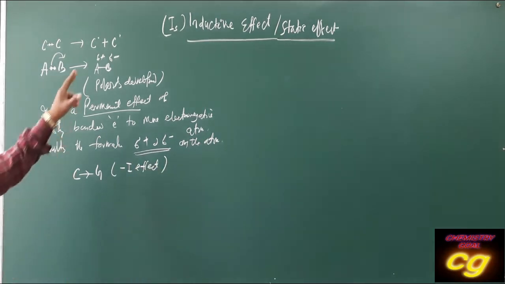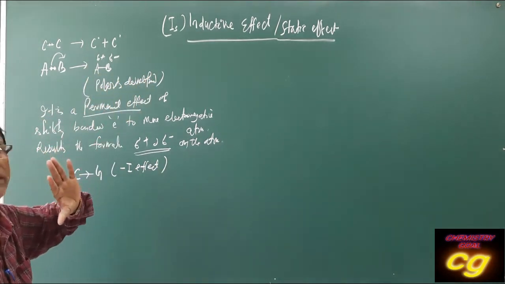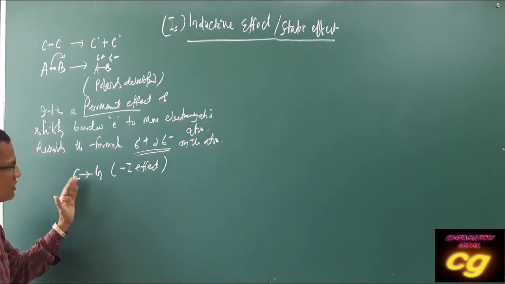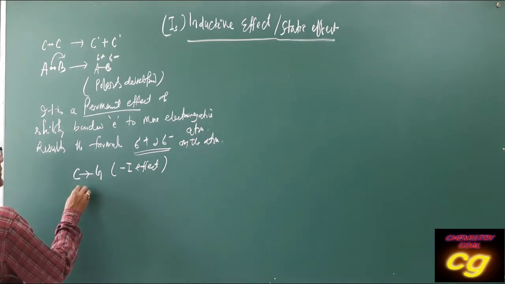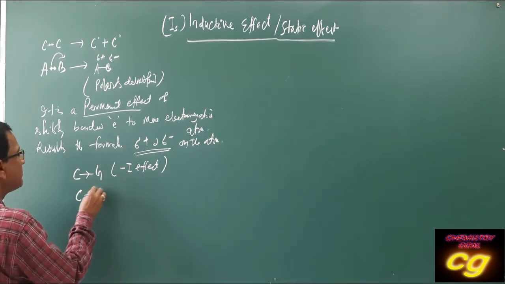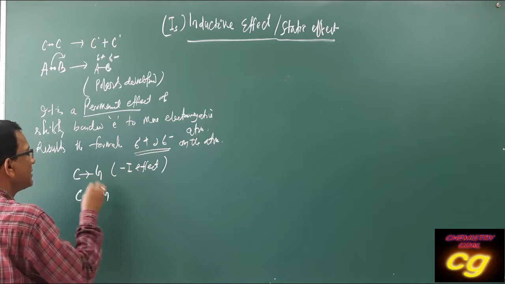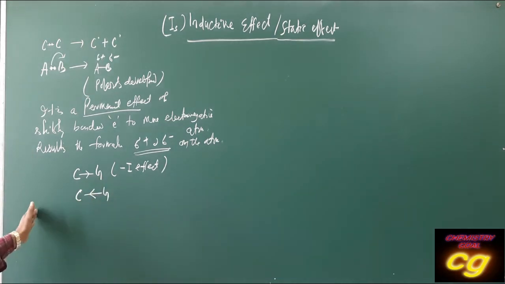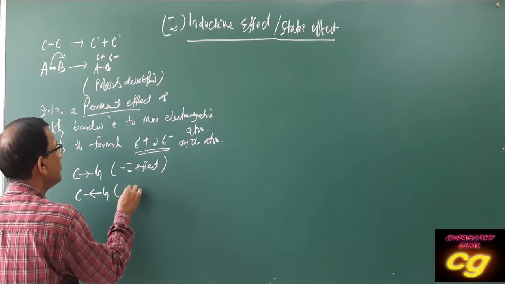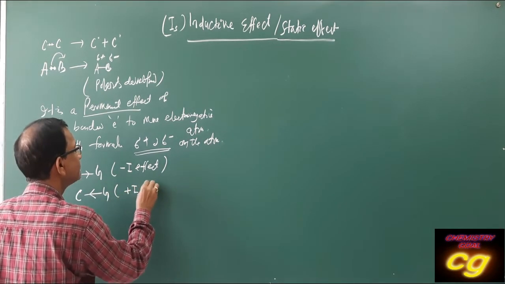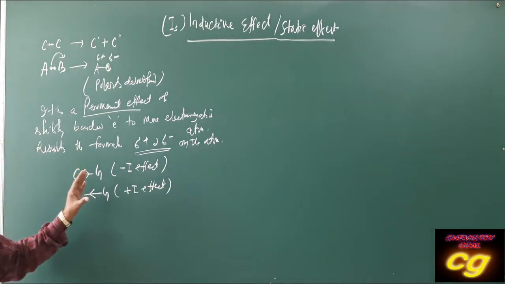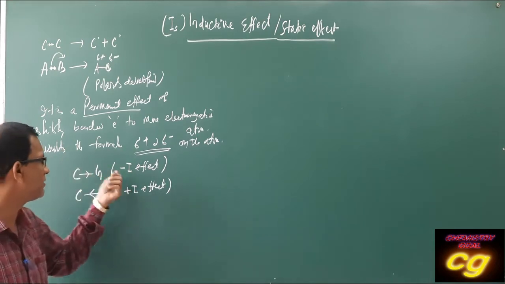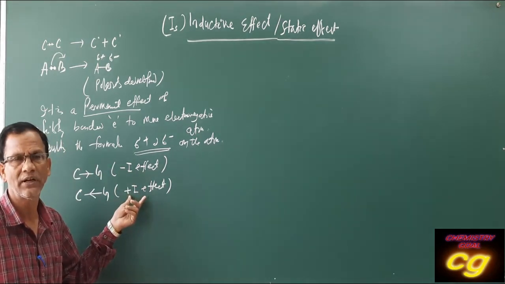There are also different types of inductive effect. If the bonded electron is shifting towards the group, that is called the minus effect. If it is shifting towards the carbon atom, or away from the group, this is called the plus effect. So two types of effect generally occur. One is the minus effect and the other is the plus effect.